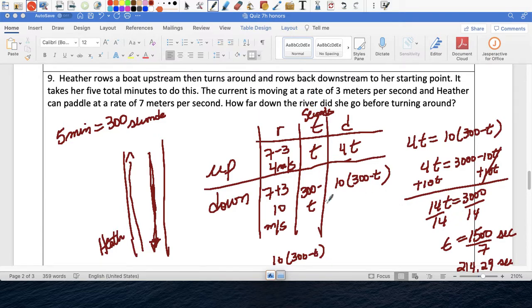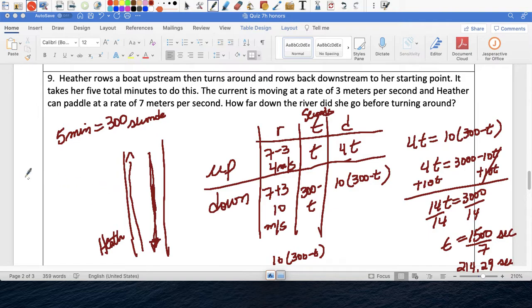We can write, and then we can subtract 300 minus 214, and that's the time, obviously. So it obviously took her much longer going up than down because she was going against the stream. Now, the question is actually how far down the river did she go before turning around?